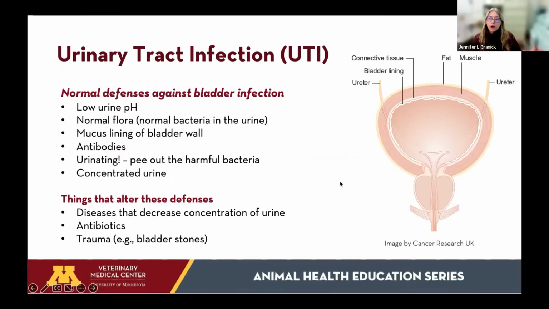Okay, so we talked about a couple of things that can look like urinary tract infections on the onset and are both more common than urinary tract infections, particularly FIC and particularly in young animals. But now let's talk about urinary tract infections, because this is a condition where we do need to provide antibiotic therapy. So the normal bladder and urinary tract has defenses that protect against infection.